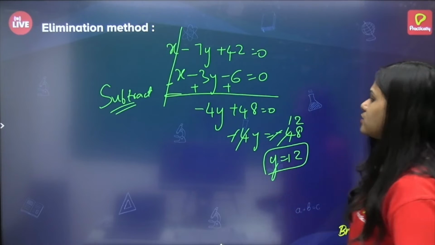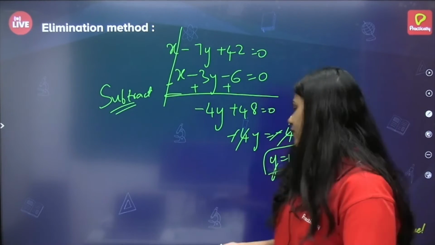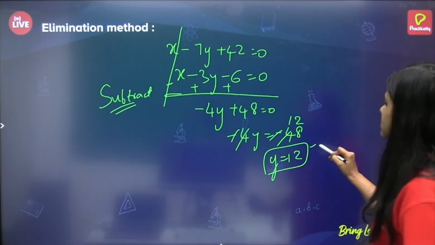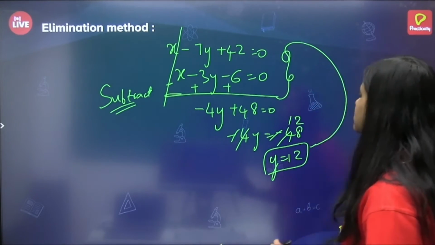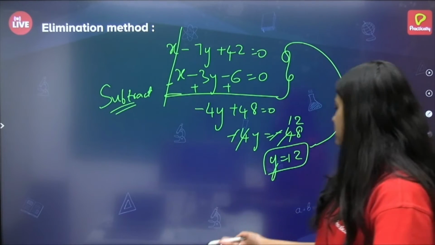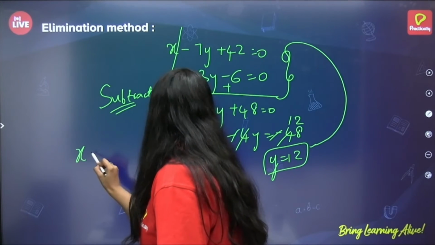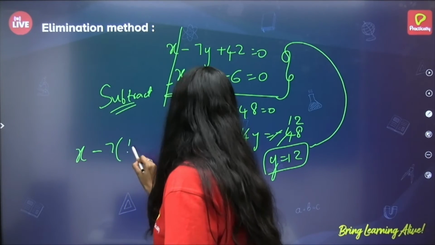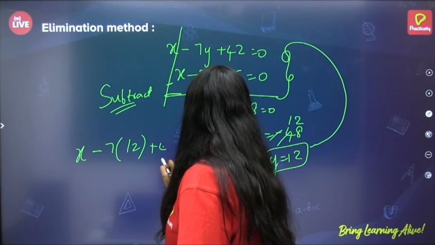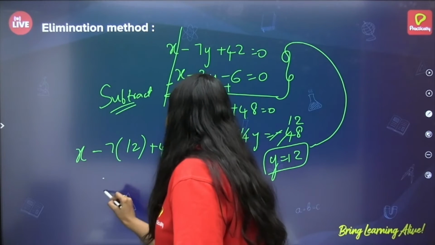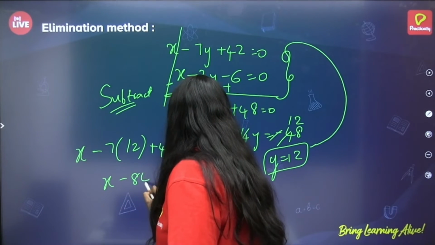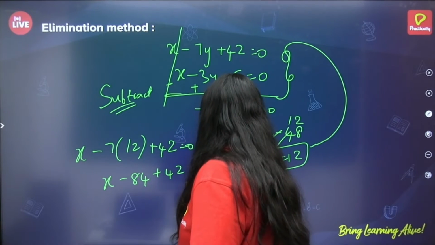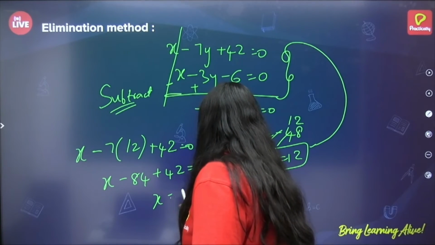Okay. Now same thing, I should get the value of x. What do I have to do? Just substitute this y value in any of these two equations, then you'll be getting the answer. Let us do that also. So x minus 7 of 12 plus 42 equals to 0. x minus 84 plus 42 equals to 0. Same thing, x is 42.